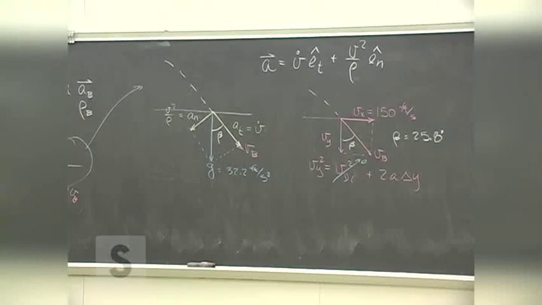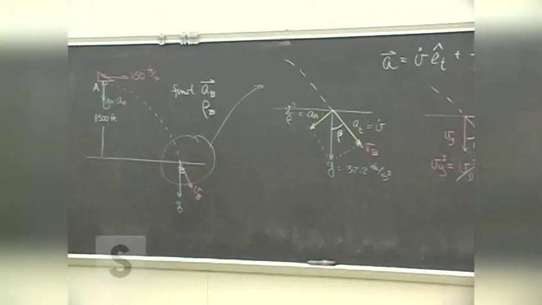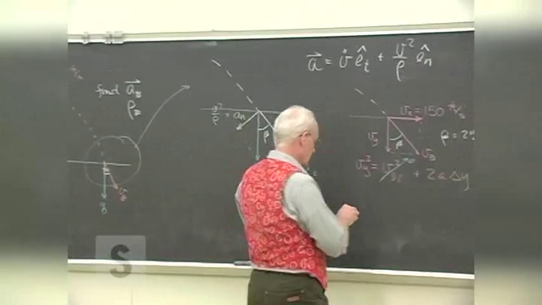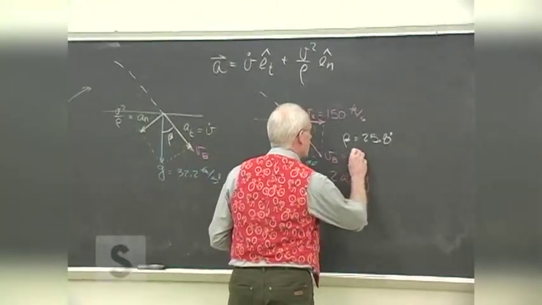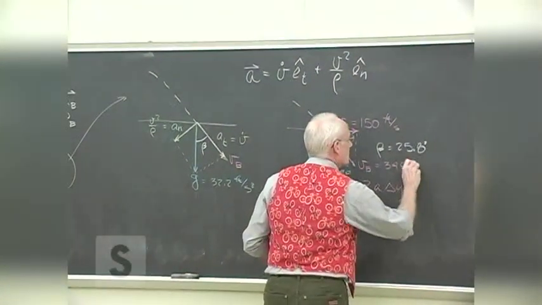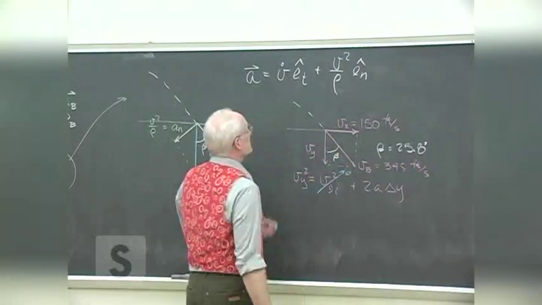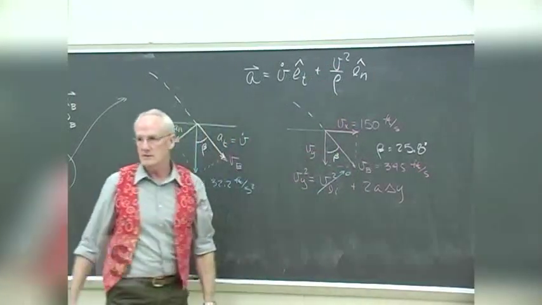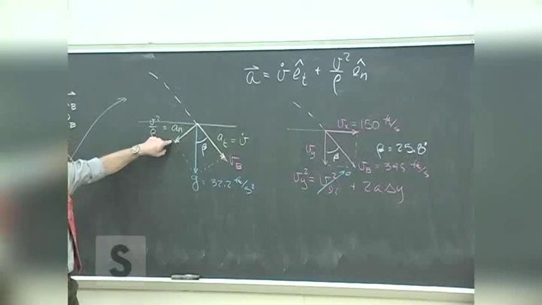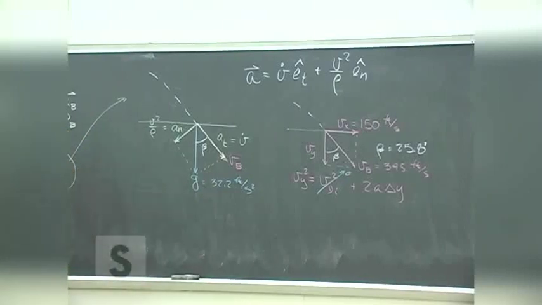VB. Yeah. You should get a VB of 345 feet per second. You need that to find the radius of curvature after you found the magnitude of the normal acceleration.